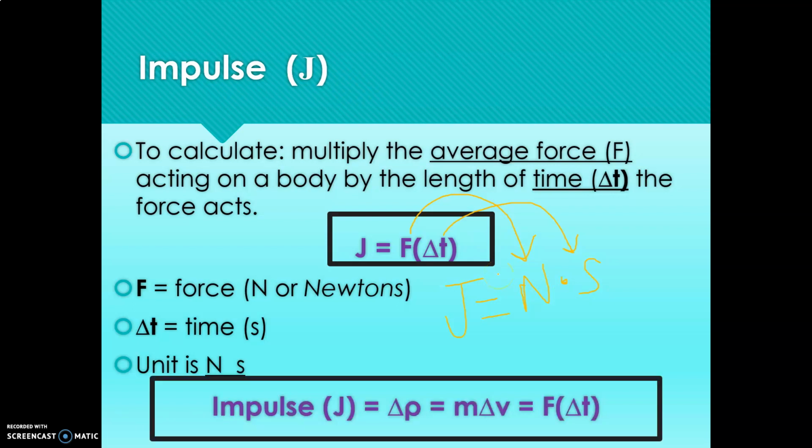And again, we have this huge long formula. I know it looks overwhelming, but I promise it's not. This formula just means that you could solve impulse by the change in momentum. And the change in momentum is equal to mass times the change in velocity. Or impulse is also equal to force times time.